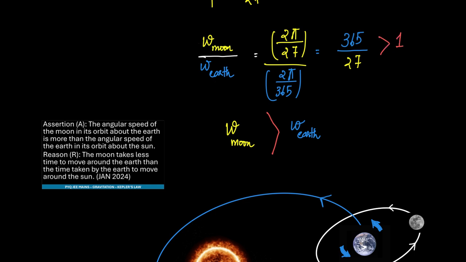And since this ratio is greater than 1, it implies that the numerator should be a larger value. Or in other words, omega of moon should be greater than omega of earth.